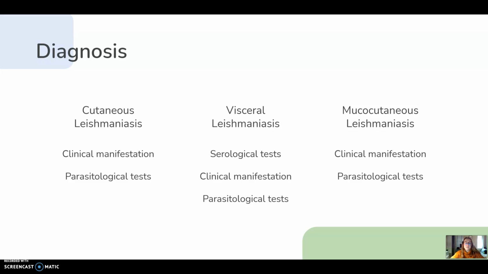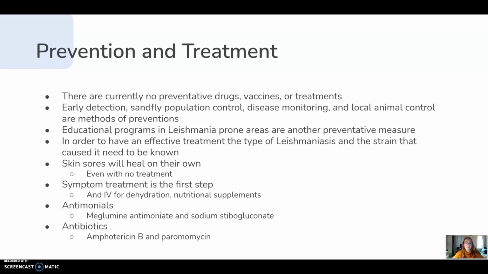So diagnosis for all three is done through clinical manifestation and parasitological tests. The serological tests are only effective for visceral leishmaniasis and cannot be done for the other two, and therefore rapid testing can be done for visceral leishmaniasis.